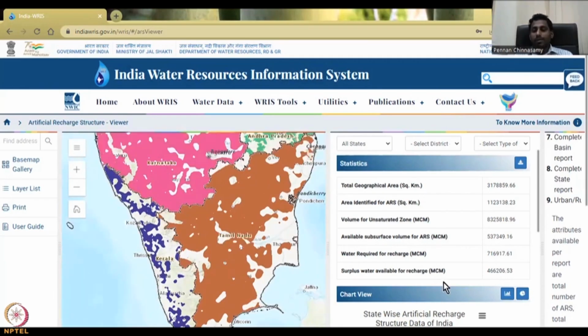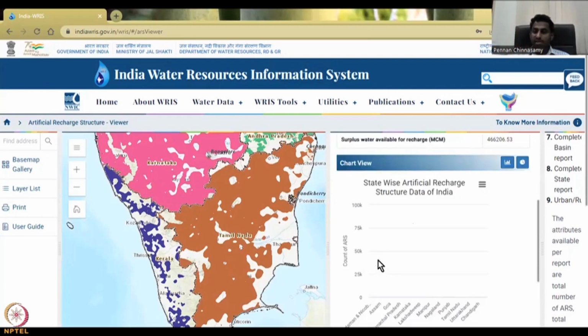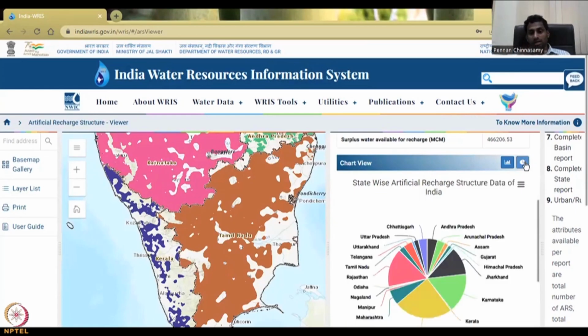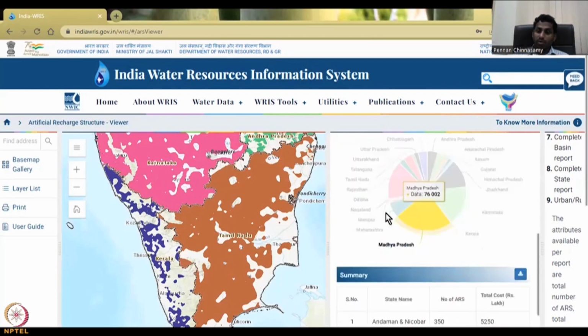So coming down, this graph is not populating now. Okay, so some issue is there on the website. However, if you want to look at the statistics as a graph, I would recommend clicking the pie chart. When you do a pie chart, beautifully the graph comes out. You could see that it is coming. And when you hover your mouse, it will tell you which state has good volumes of these structures. This is a number, okay? How many in number are present?